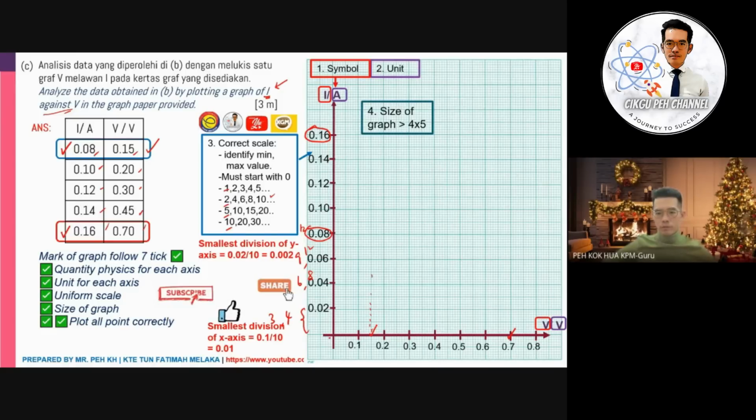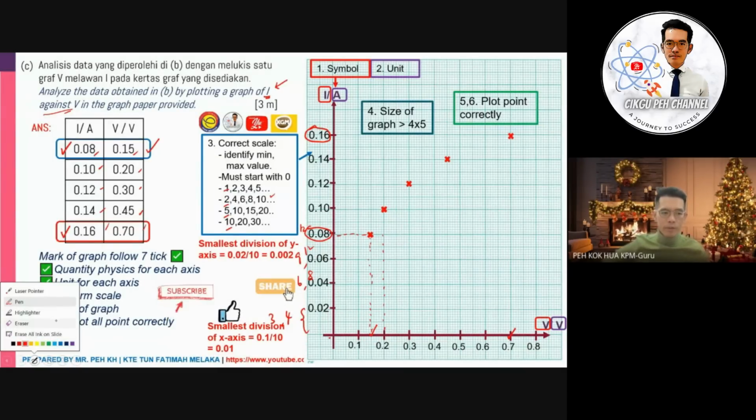Together with 0.08, it will be here. You need to plot all points correctly, so this will be the first. Then the second will be 0.1 and 0.2. So 0.2 will be our x-axis in this graph, together with 0.1, so it will be here. And then also the others. You can see here we have already successfully plotted 5 points.